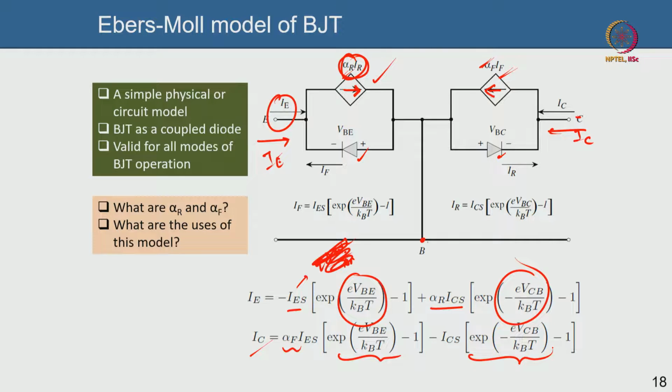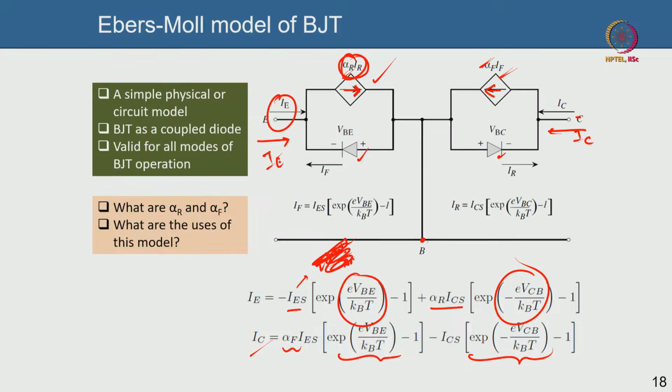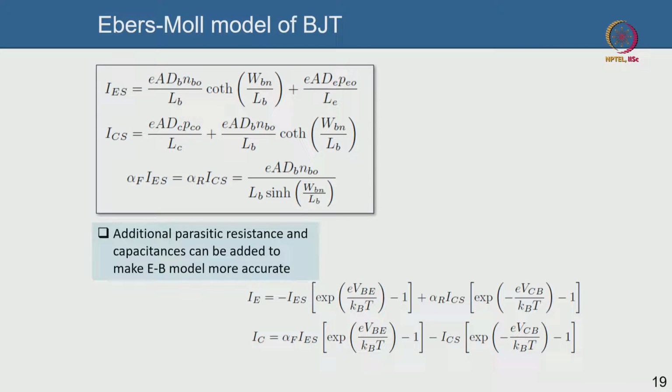So there are different unknown parameters here, alpha R, alpha F for instance, I don't know exactly. So how do you find those out? Once you know those, then you can build the whole model. This model can be useful for something like SPICE modeling, as I told you. So we need to find out these unknown parameters, and there are ways to do that. In this model we have not added any parasitic resistances, capacitances, but in general, to make it more accurate, you can include all kinds of parasitic resistances and capacitances.